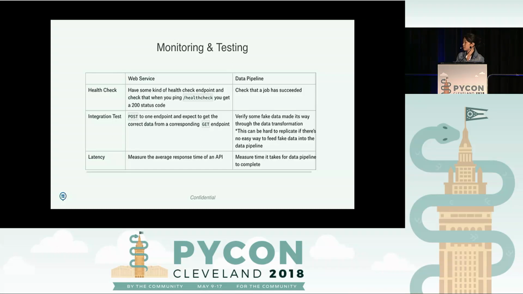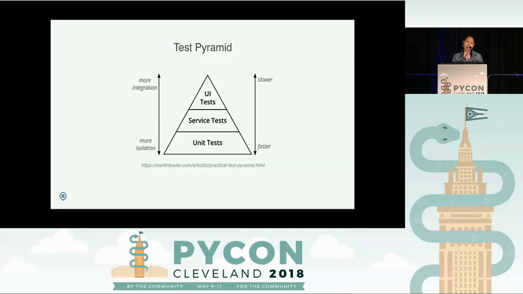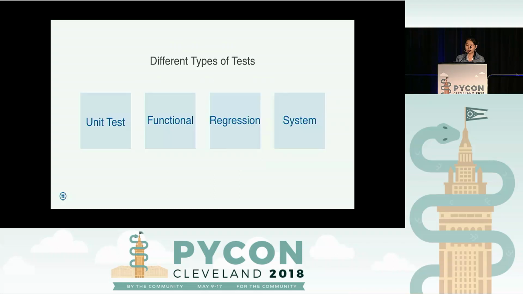So let's talk more about testing. The test pyramid is something that is quite well known in the industry. I took this image off of Martin Fowler's blog, but it originally comes from a book about Agile. I want to carve out spaces for 4 different types of tests within the data pipeline: the unit test, the functional test, the regression test, and the system-wide test.